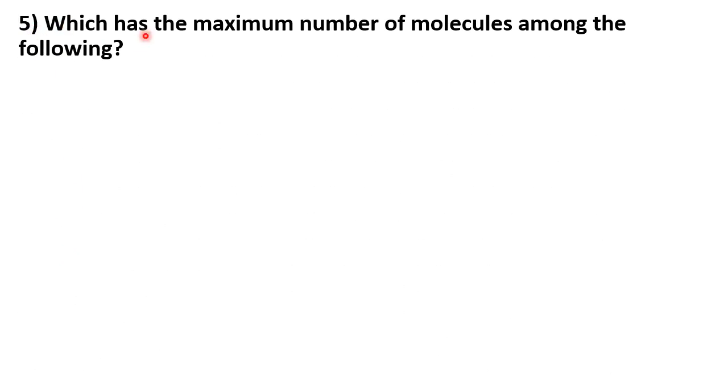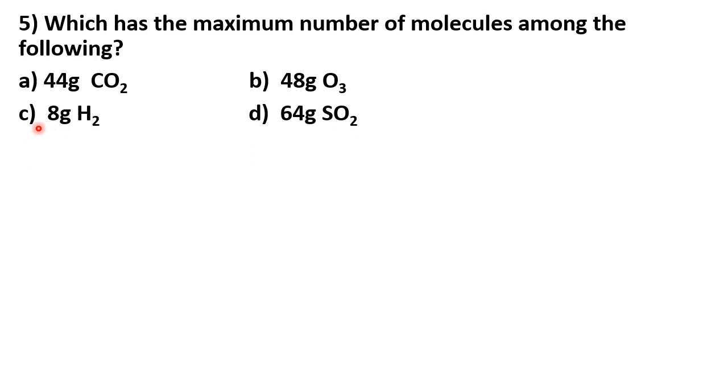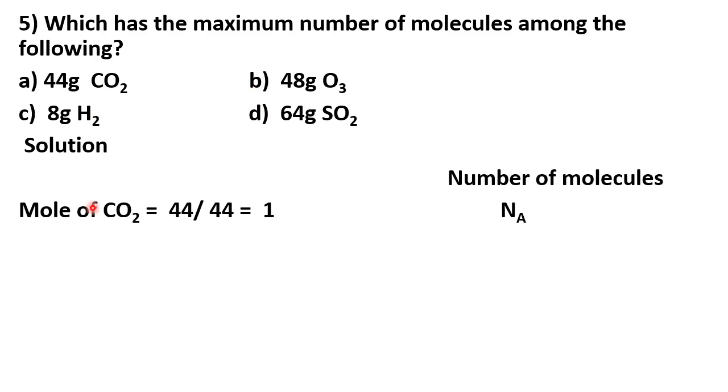Fifth question, which has the maximum number of molecules among the following? Option A 44 gram of carbon dioxide, option B 48 gram of ozone, option C 8 gram of hydrogen gas, option D 64 gram of sulfur dioxide. So, let us calculate the number of molecules in each one by one. We can calculate the number of moles of a substance by doing mass by molar mass.